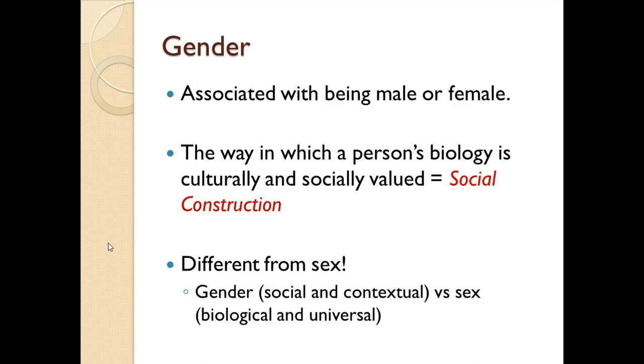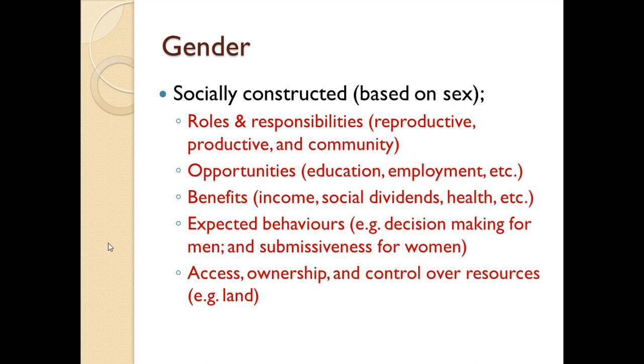So gender is associated with being male or female, and of course male and female, that is biological, but then gender looks at the way in which a person's biology, or rather, of course, being male or female, is culturally or socially valued, and therefore gender is socially constructed. And it's different from sex, because gender is social or contextual, therefore applies differently. It varies according to different contexts or locations and so on, or cultures, versus sex, which is biological and universal. So it's socially constructed based on female or male, and it brings out those social distinctions or differences between females and males regarding roles and responsibilities.